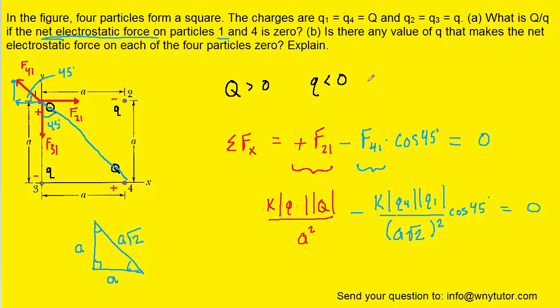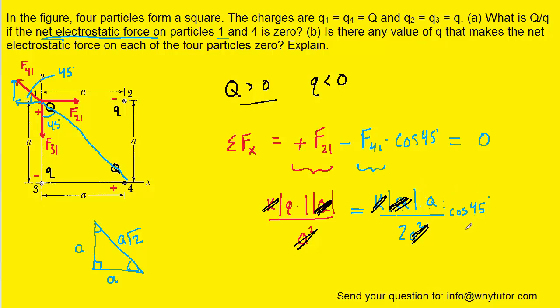Q1 and Q4 are both capital Q, so we can replace those. And in order to solve for the ratio of capital Q to little q, we're going to add this entire blue term over to the right-hand side. We could then square out the denominator here to make 2a squared. We can cancel the a squared on both sides of the equation, as well as the k's, and also a factor of uppercase Q. We can also remove the absolute value from the uppercase Q because we have stated it to be a positive value.